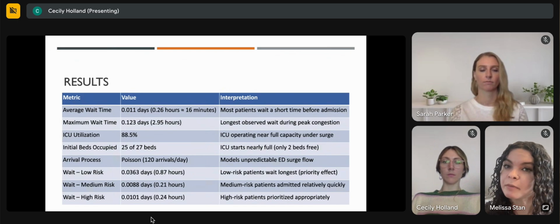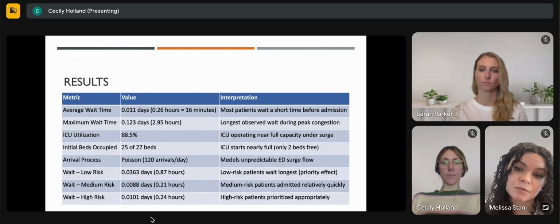And again, we were trying to mimic surge conditions here. For the initial beds, only 25 beds are actually occupied by patients, with only 2 available beds. So the first 2 patients come in, they can get a bed immediately, but after that, some patients are going to have to wait. We have set the Python simulation to be 120 arrivals per day.